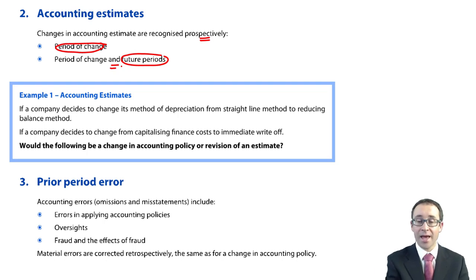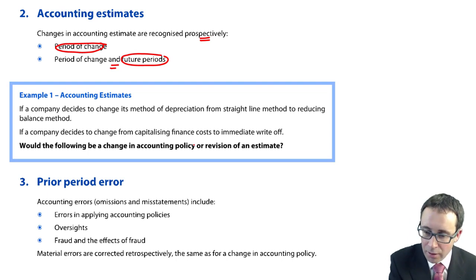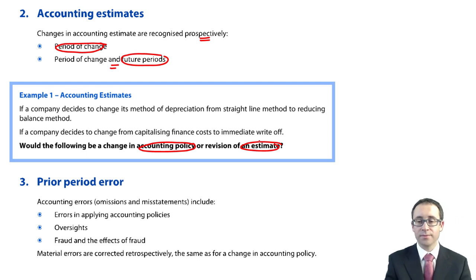Okay, excellent. So the example that you've got there, accounting estimates, I think we've gone through and covered it already. But would the following be a change in accounting policy or a change in an estimate? So remember, a change in accounting policy is where we look at the change in measurement, look at the change in how we recognize it or how we go through there and change, if you like, the presentation.